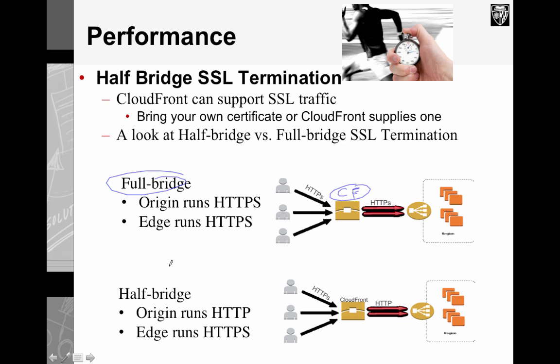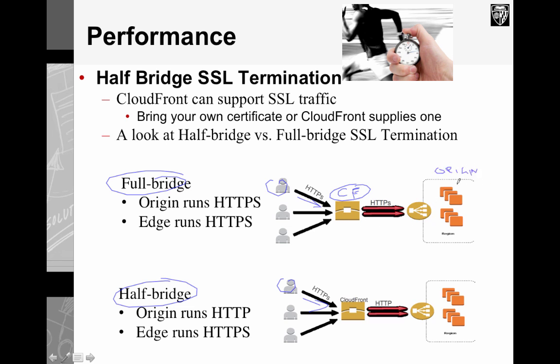So whether it's full bridge or half bridge, it's going to be HTTPS. The client is always going to be communicating over HTTPS. As you can see, in full bridge, it's doing HTTPS. In half bridge, it's doing HTTPS. Client is always communicating with CloudFront over HTTPS. The question is, what about the connection between CloudFront and the origin?